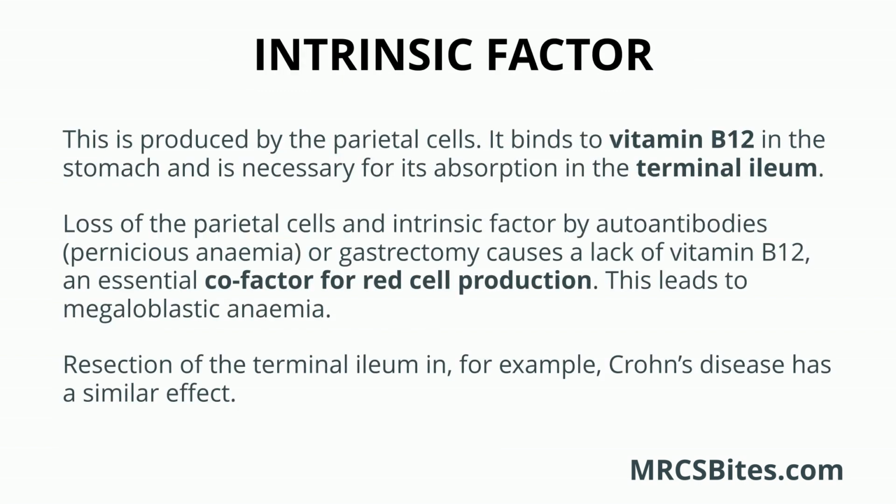Intrinsic factor. This is produced by the parietal cells. It binds to vitamin B12 in the stomach and is necessary for its absorption in the terminal ileum. Loss of the parietal cells and intrinsic factor by autoantibodies, pernicious anemia, or gastrectomy causes a lack of vitamin B12, an essential cofactor for red cell production. This leads to megaloblastic anemia. Resection of the terminal ileum, for example in Crohn's disease, has a similar effect.